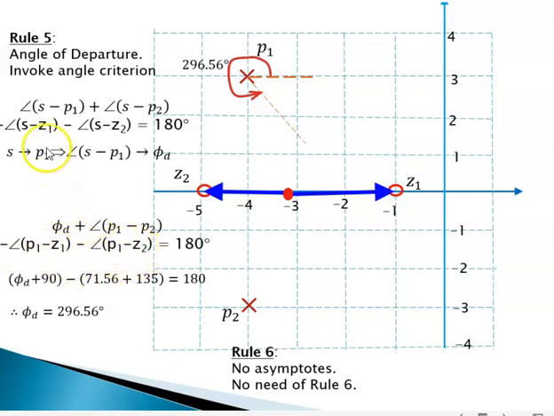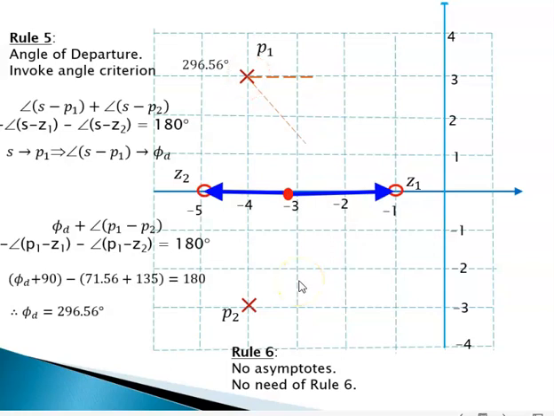So phi A plus the angle of P1 minus P2, minus the angles of P1 minus Z1 and P1 minus Z2. All we are doing is substituting s equal to P1 in this equation, and in the place of s minus P1 you put phi. Evaluate, and it's shown to be 296.56. The corresponding angle is minus 296.56 here because poles P1 and P2 are conjugates.